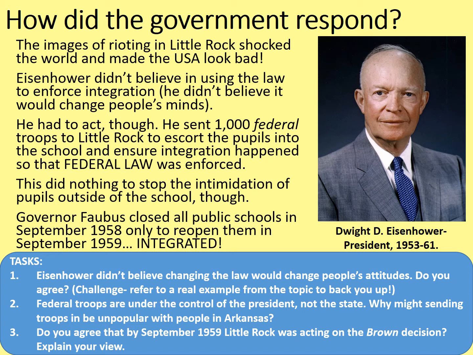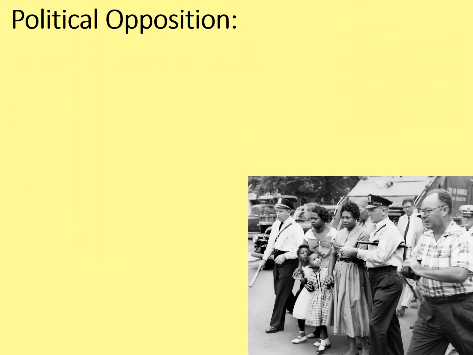Do you agree that by September 1959, Little Rock was acting on the Brown decision? Well, if the school was integrated, then broadly, yes, it was. However, the conditions within the school might challenge that, and that's what we're going to be having a look at in a moment. Political opposition. In this photograph, we can see black parents taking their children into school under the escort of the police, who by that point were enforcing the Brown decision.